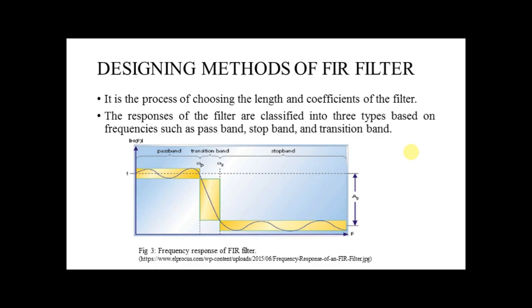Next is the design method for FIR filters. It is the process of choosing the length of the coefficients of the filter. The response of the filter is classified into three types of bands, which are pass band, stop band, and transition band. Although in the ideal case it looks like a square step function, in practical applications it is a smooth curve which transitions from the pass band to the stop band, and in between there is a transition band which starts from omega p to omega s.